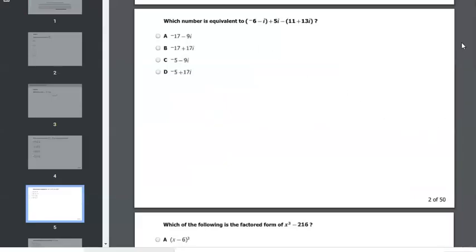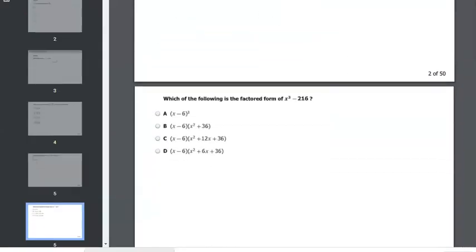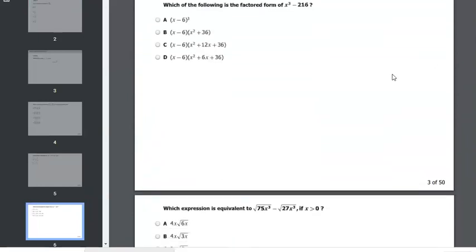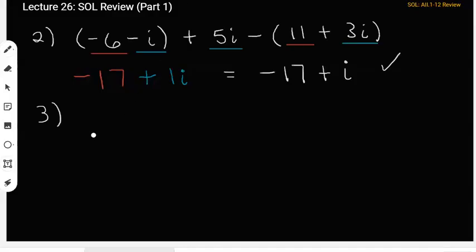Okay, let's try number 3. Which of the following is the factored form of x cubed minus 216? So we've got x cubed minus 216. The first thing that I notice about this is we have cubes. And since I'm subtracting in the middle, it's going to be a difference of cubes.